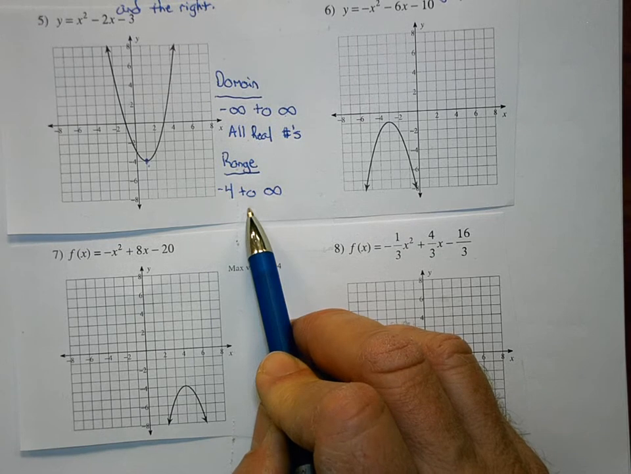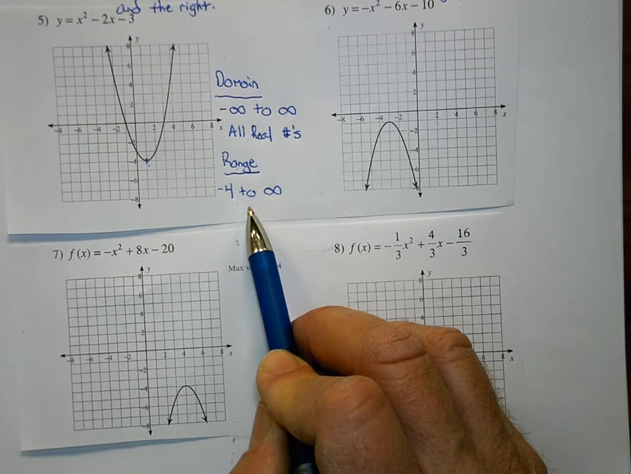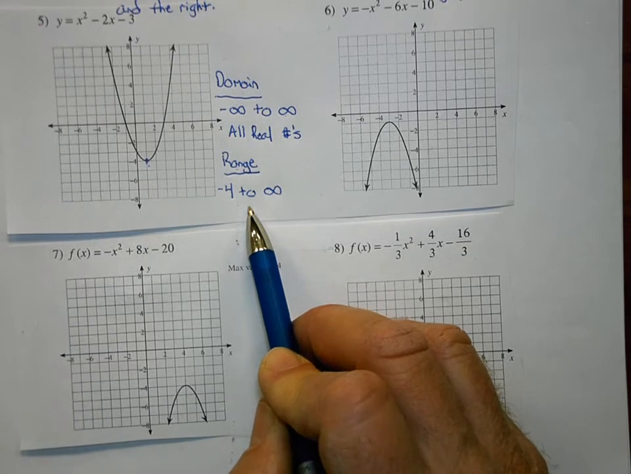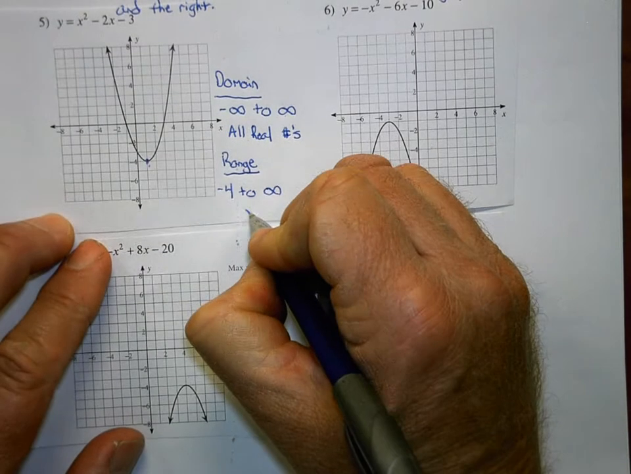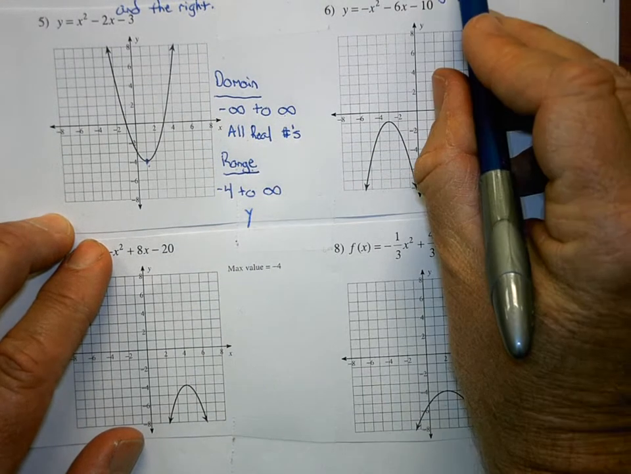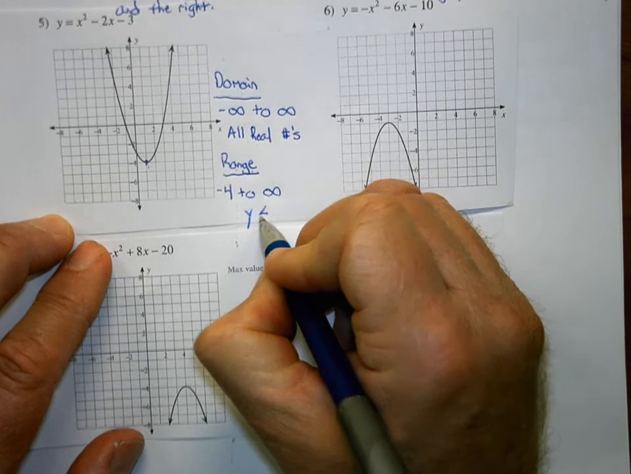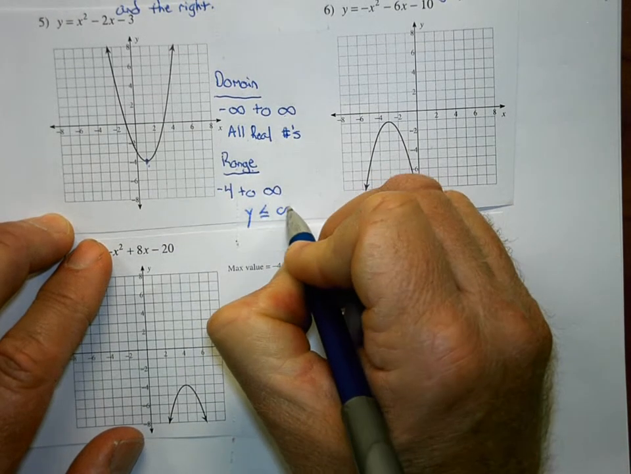Okay? Now, guys, I'm going to write another way to write this. And this other way that I'm about to write, you're not going to like. But I'm still going to write it. I'm going to write this as what we call a compound inequality. Okay, so watch. I'm going to put a y. Why did I put a letter y? Because range is associated with the y-axis. And then I'm going to put a less than or equal to sign, and then I'm going to put infinity.